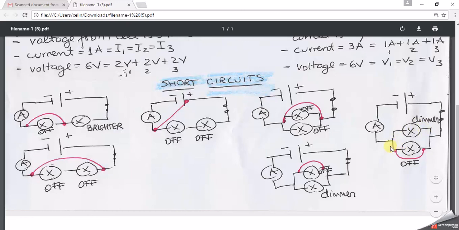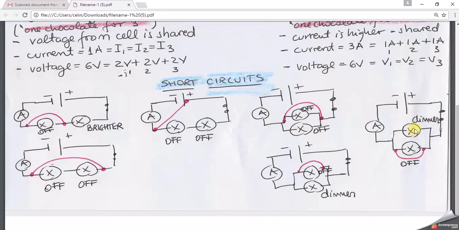And if I'm doing the same thing, I'm cutting the bulb on the bottom and leaving the bulb on the top to work. The bulb on the bottom will be off because the current goes through the wire. It doesn't go through the bulb anymore. And from the main current, a little bit will choose to go through the bulb on the top. This will be very, very dim.